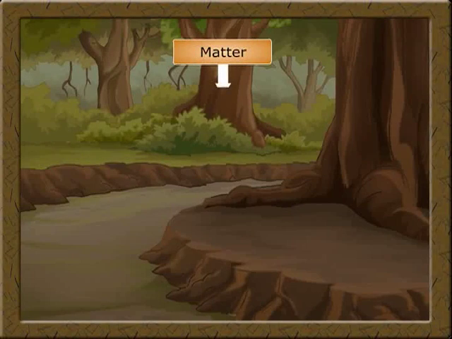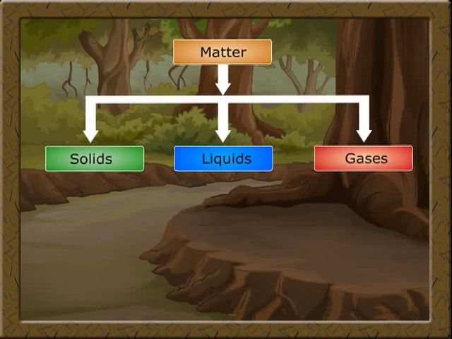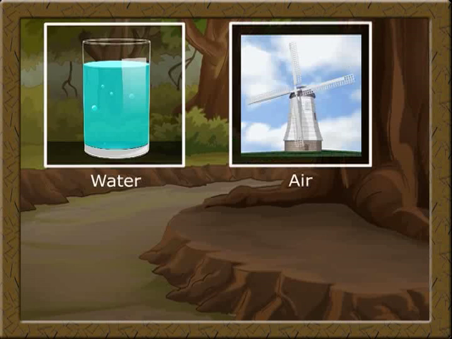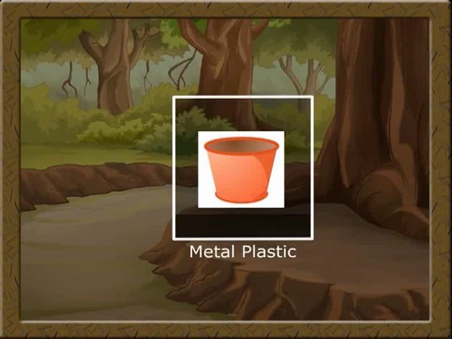There are three states of matter. These are solids, liquids and gases. The matter that we see in different forms such as water, air, glass, wood, metal, plastic, etc.